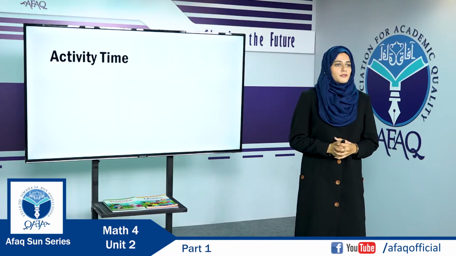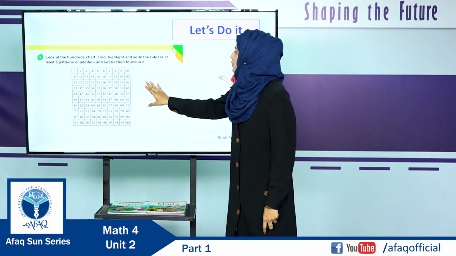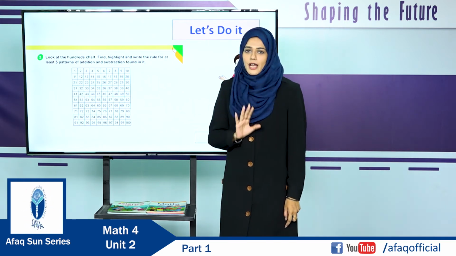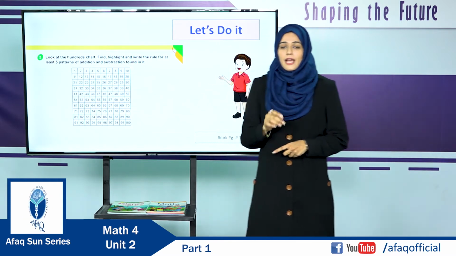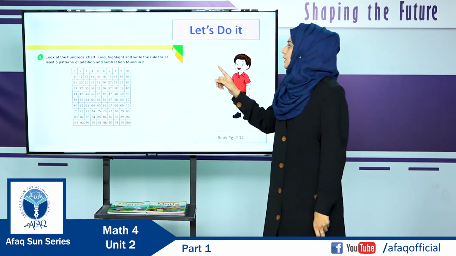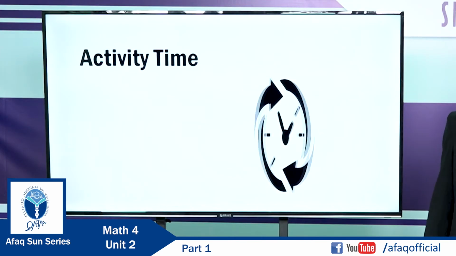On page number 34 of your book, here is the chart given. You have to find at least 5 patterns of addition and subtraction. So color this and mark arrow for the addition and subtraction rule. It's an activity time. Let's see the other concept.